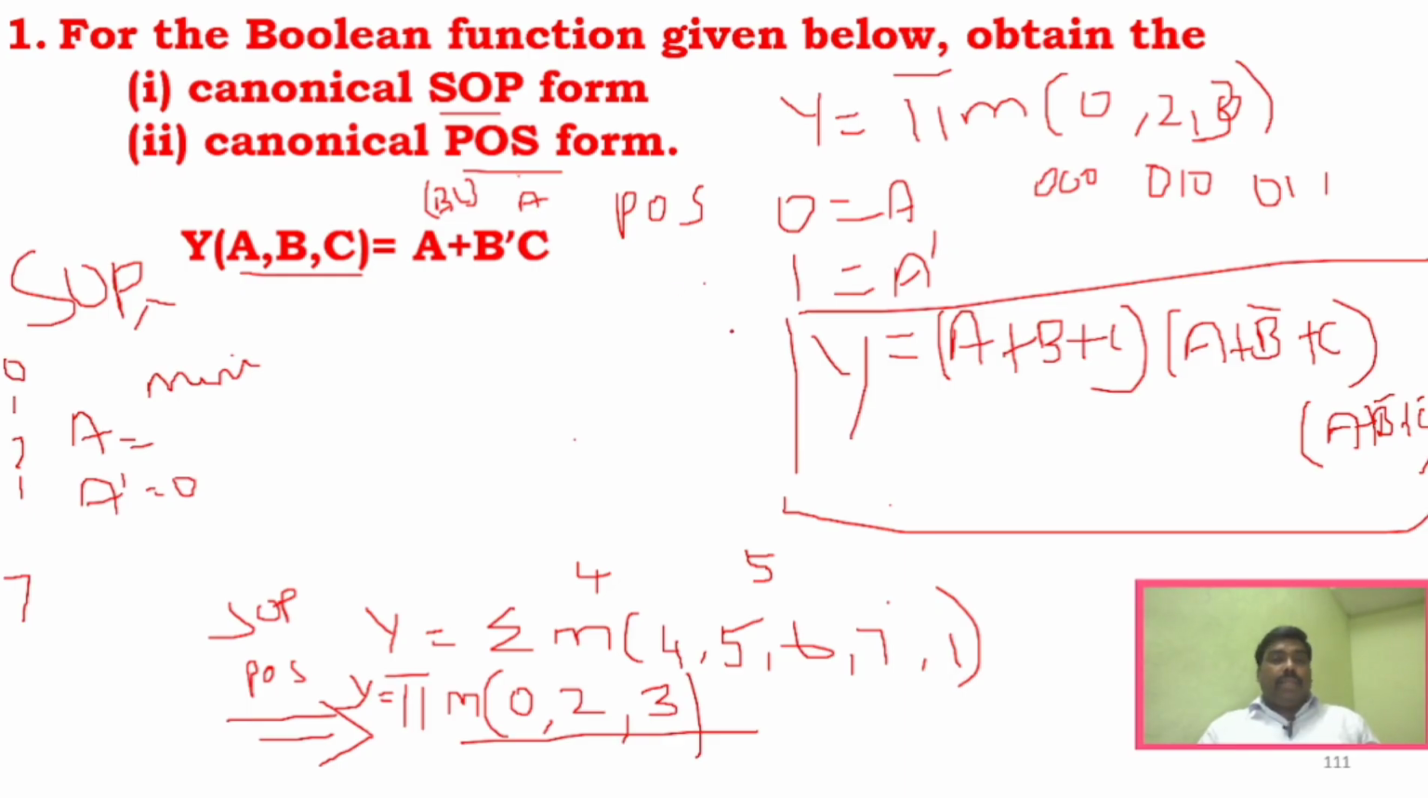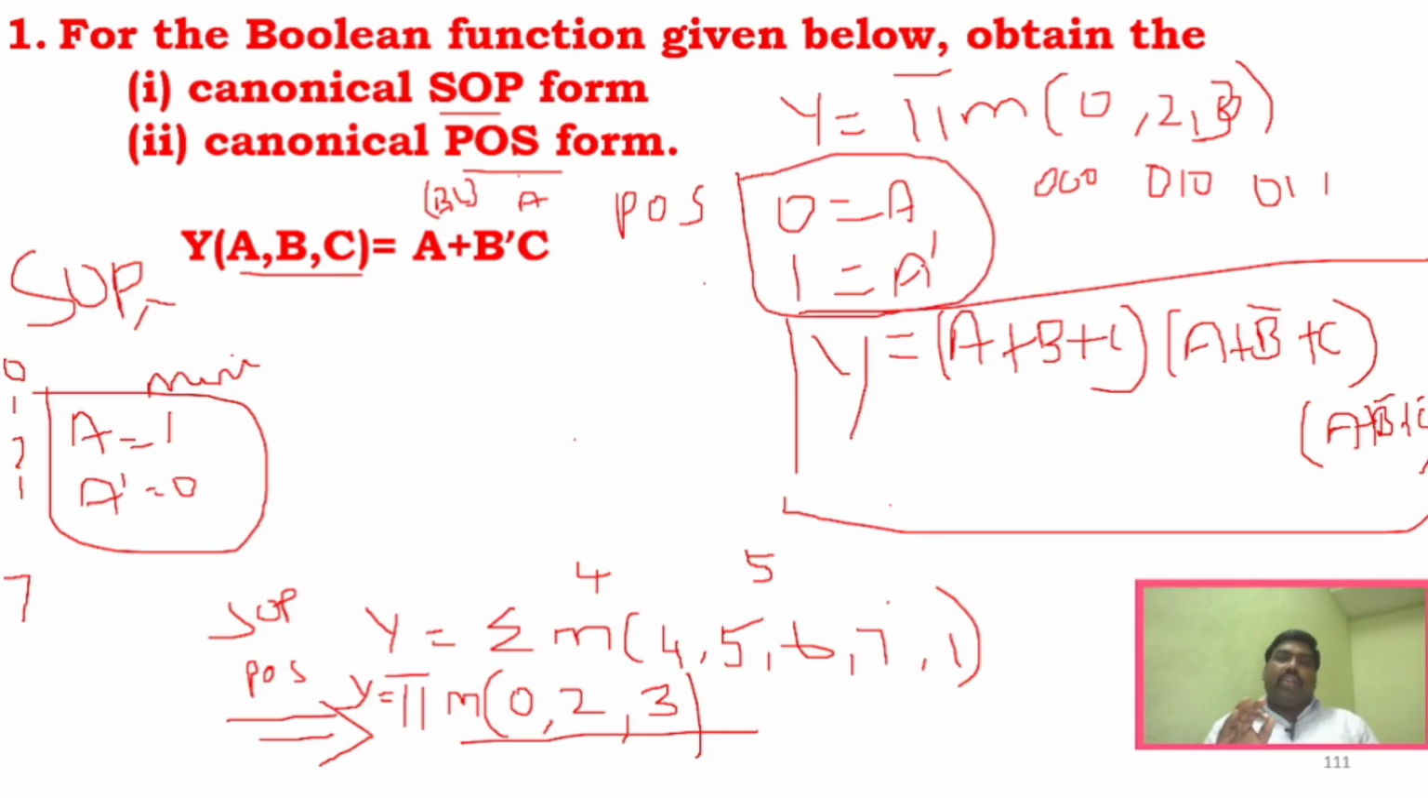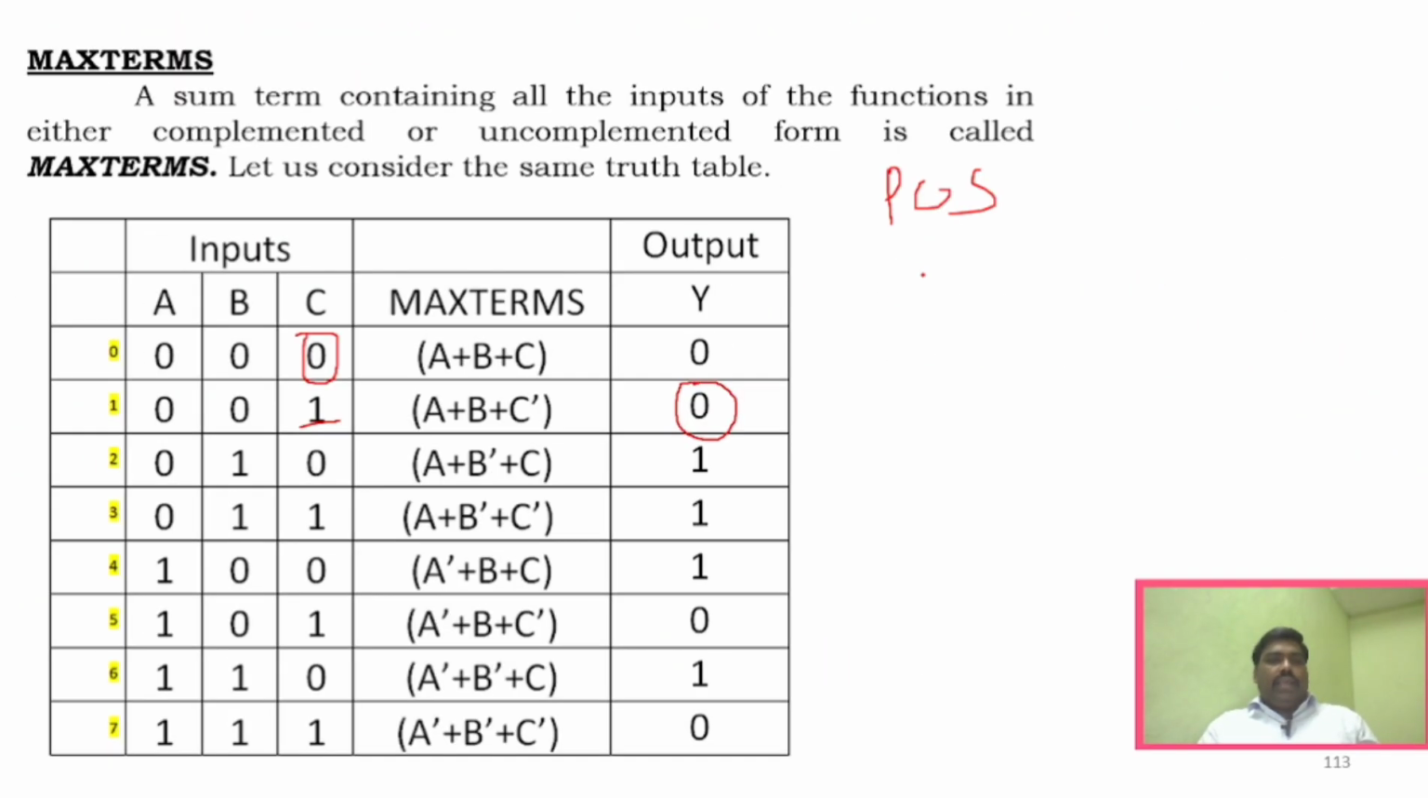Clear? So what we have to understand is only this. If it is min term, A is equal to 1 and A bar is equal to 0. If it is max term, A is equal to 0 and A bar is equal to 1. If you understand that logic, you can easily solve it. For min term, you take only the outputs that are 1, and for product of sum, you take the outputs that are 0. Whatever we have solved now, we will see in the slide.